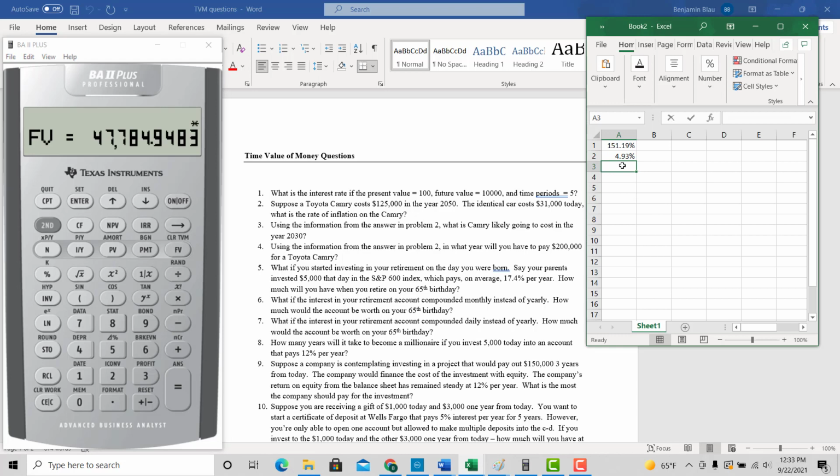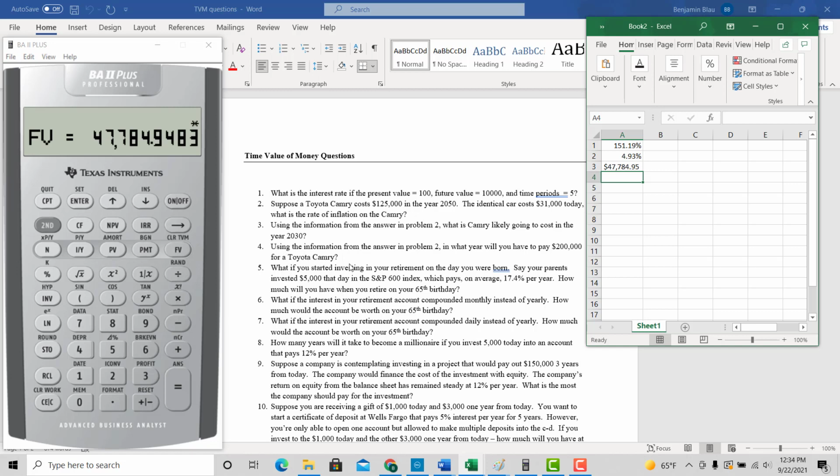To do that in Excel, I'm going to say equals future value. My rate is 0.049255. Okay, so that was my inflation rate, 4.9255. Number of periods is 9 years. Payment is 0. Present value is negative 31,000. Compounding at the end of the period. As I hit enter, I should get the same number, 47,784 and some change. Good.